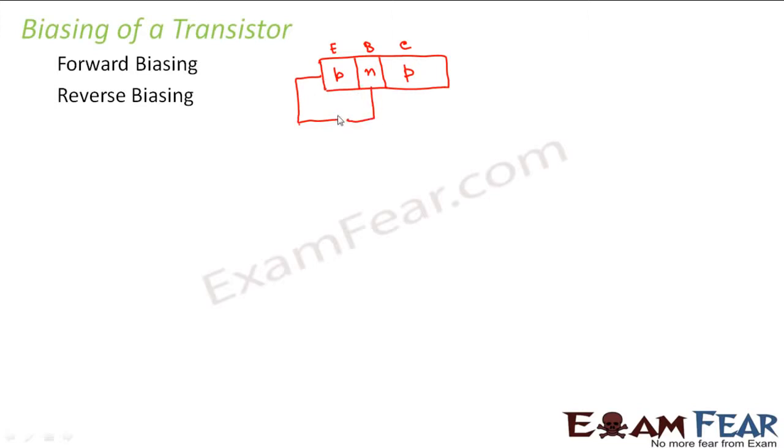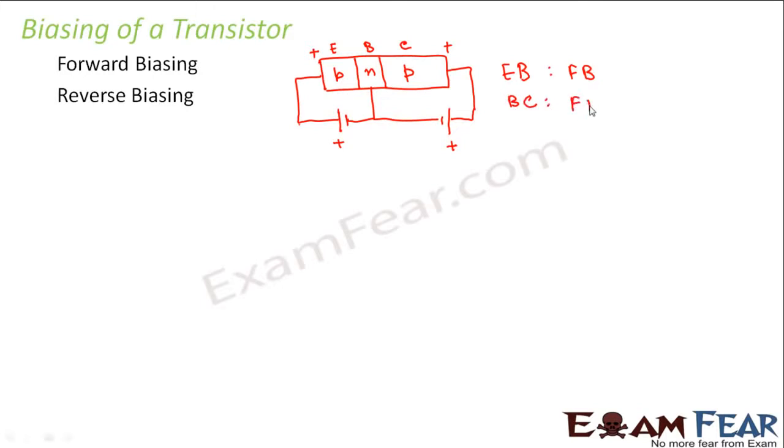So when I talk about my emitter base junction, there is a possibility that this junction is forward biased, that is positive is connected to the P side. And there is also a possibility that the base collector junction, that means this junction, which will be connected to the base and the collector, is also forward biased. So in this case what happens? The emitter base junction is forward biased. The base collector junction is also forward biased, right?